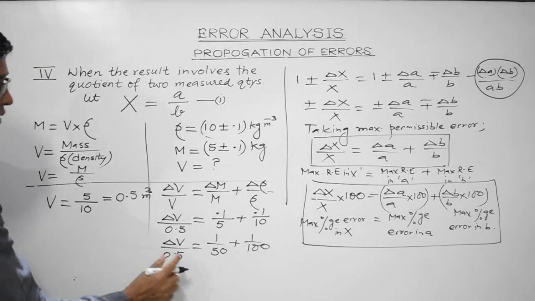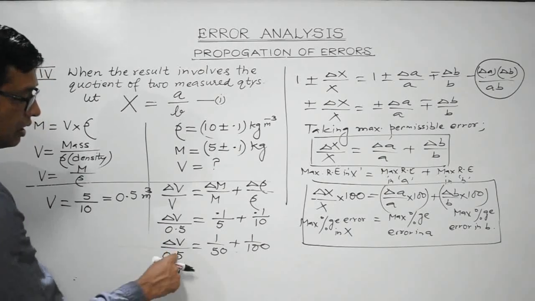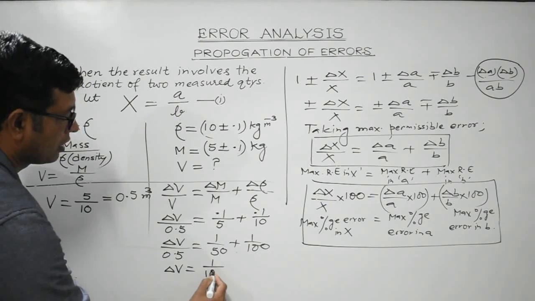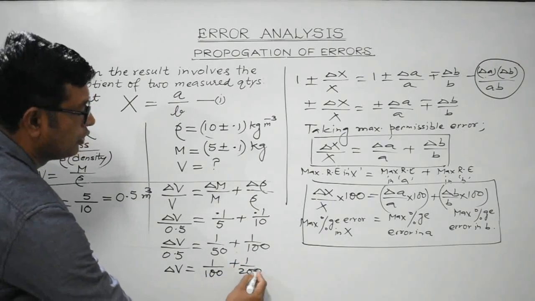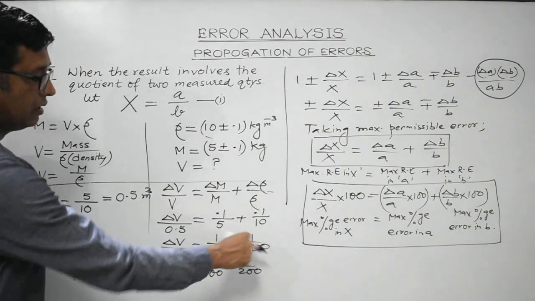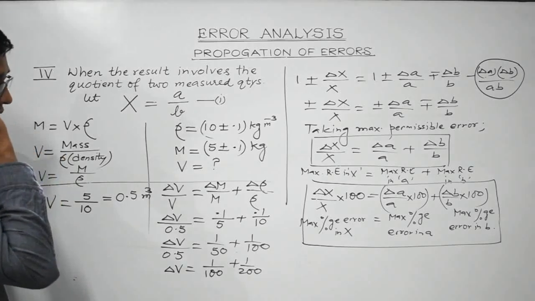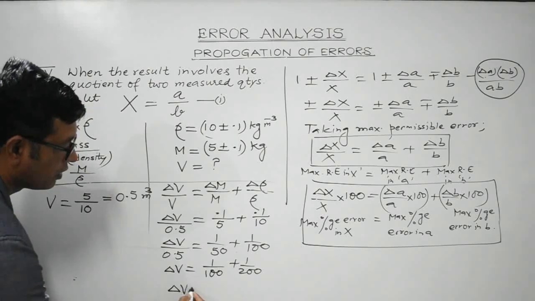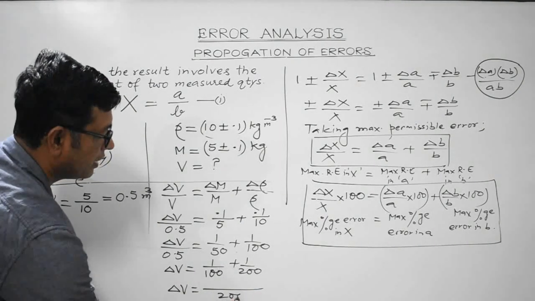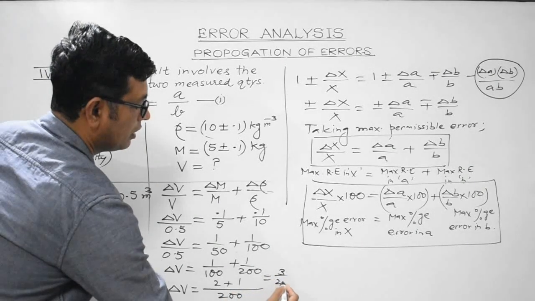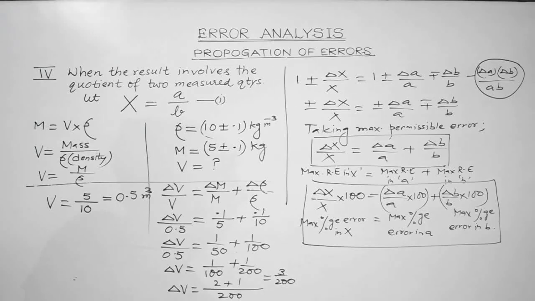Right? So del V, it is half, isn't it? So it will be equal to 1 by 100 plus 1 by 200. After solving it, 0.5 cross multiply and then we'll get this result, right? So what do we get is, take LCM, 200 will be the LCM, 2 plus 1, that is 3 by 200, isn't it? We'll get 3 by 200.